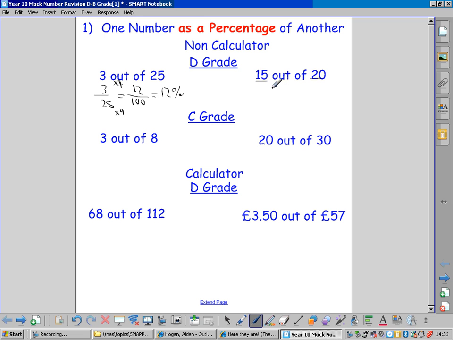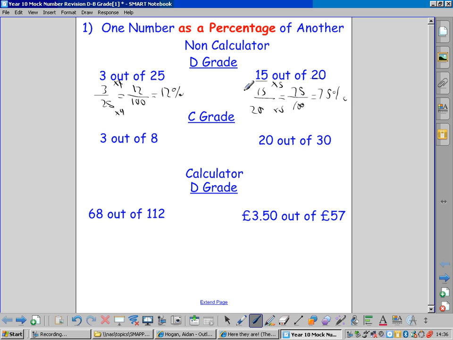15 out of 20, same system. Write it as a fraction, scale it up to 100 if you can, times by 5, times by 5. 15 out of 20 is the same as 75 out of 100, which is 75%.